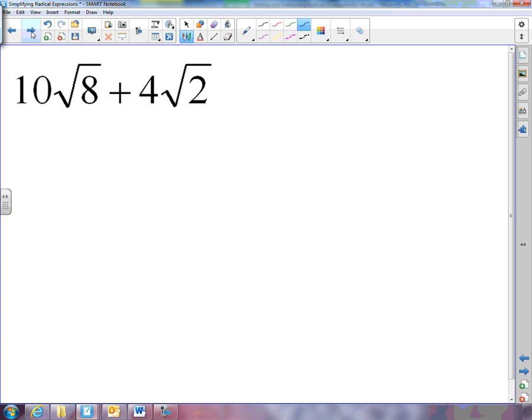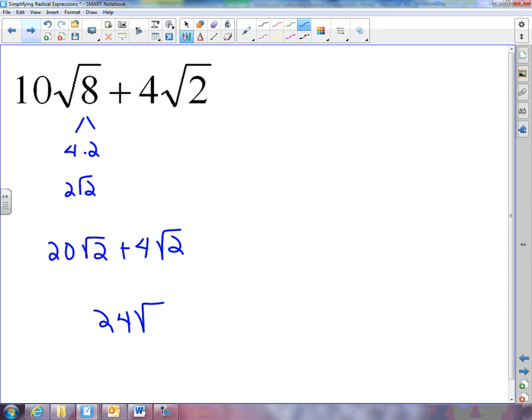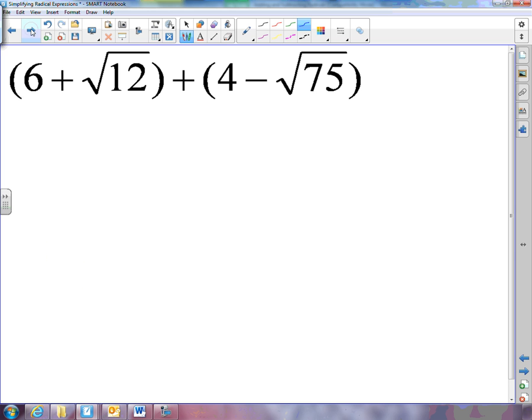So initially this looks like you're not able to combine these two radical expressions because they don't have the same number under the square root. However, one of these square roots can be simplified. So root 8 can be broken up into 2 root 2. Now, 2 root 2 times this 10 on the outside is really 20 root 2. Now, I am able to combine it with this 4 root 2 with a result of 24 root 2. Pretty easy. So now let's try the next one.